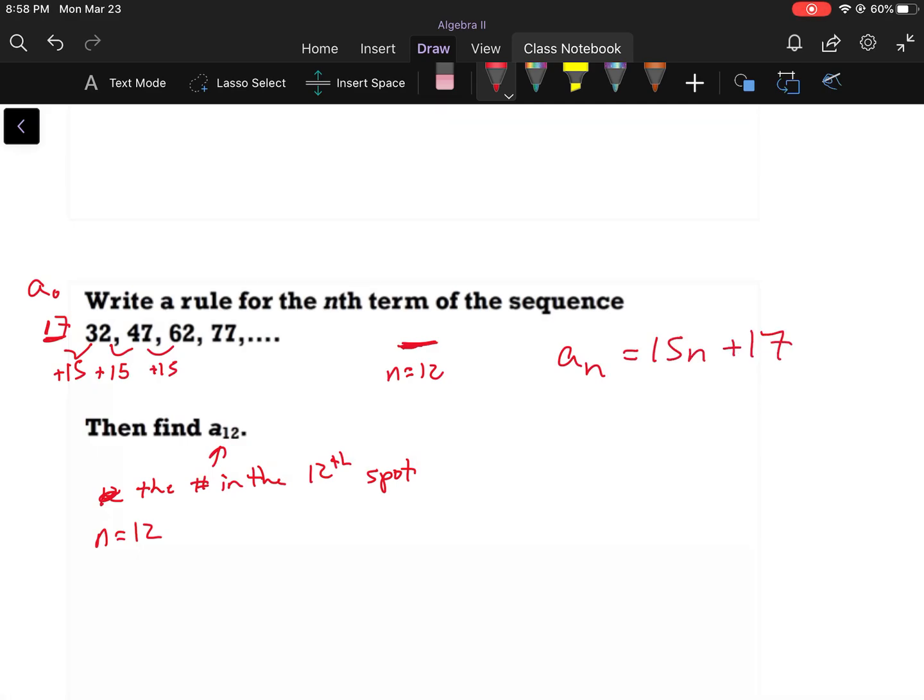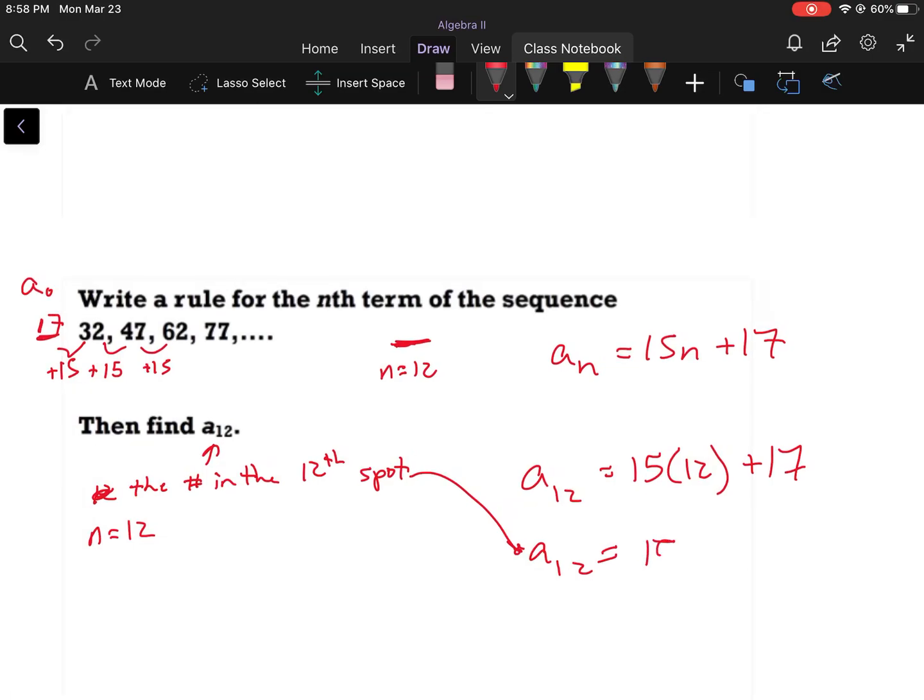And if I want to figure out the 12th term, so with this little 12, that is the 12 that would go in for n. So I'm looking for the number in the 12th spot. So 15 times 12 plus your 17, it ends up being 197. Okay.